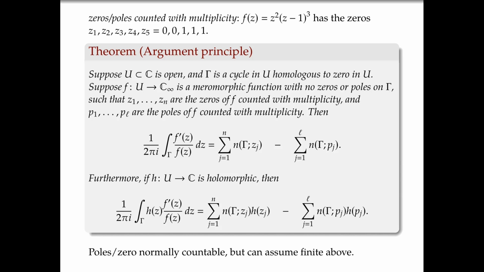So this is not really a restriction. If you have a bigger U and f maybe has infinitely many, just take a slightly smaller U, and gamma is still going to be in there, still homologous to 0, and f is just going to have finitely many. So this is not a big deal. All right.